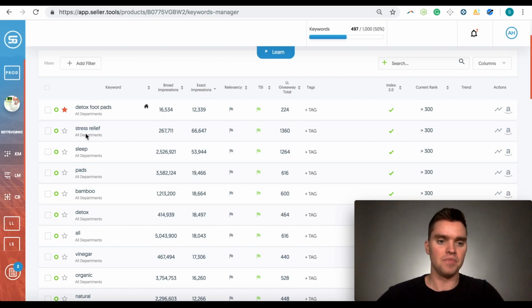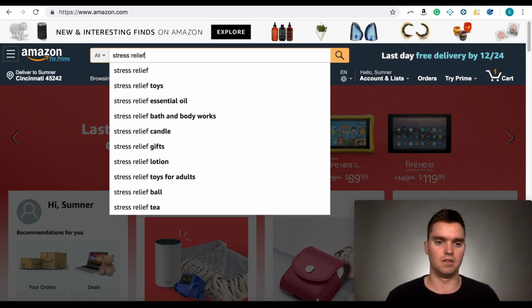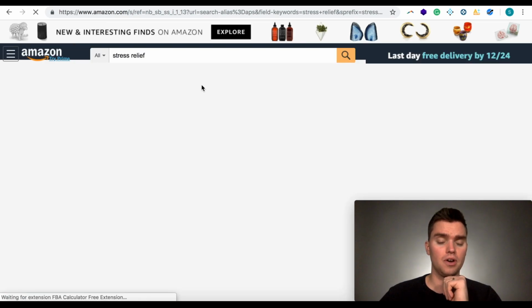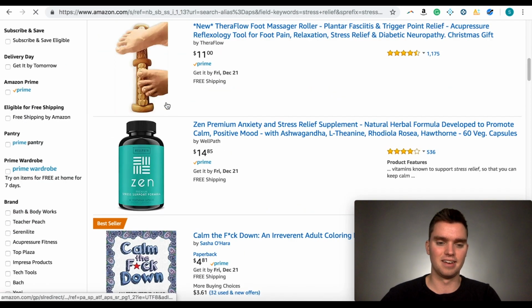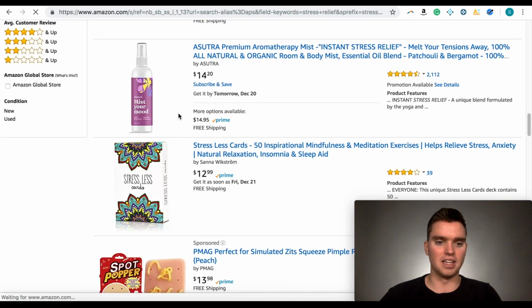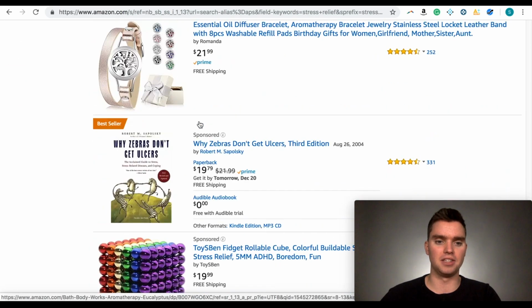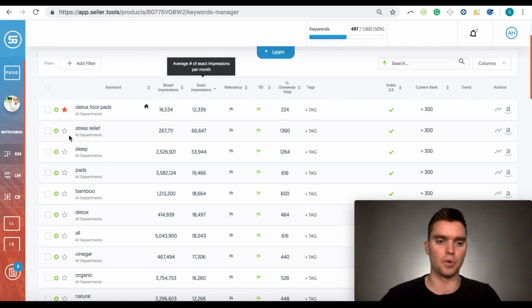And what I mean by that is, okay, we're selling detox foot pads. If we try to rank for stress relief, and someone types in stress relief, are we going to find detox foot pads, yes or no? And my guess is the answer is no, right? There are a lot of different products, and actually no detox foot pads. So we do not want to rank for this keyword, okay? We do not want to rank for stress relief, so we're going to leave that blank.